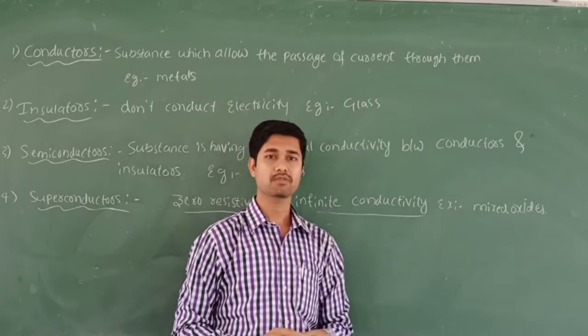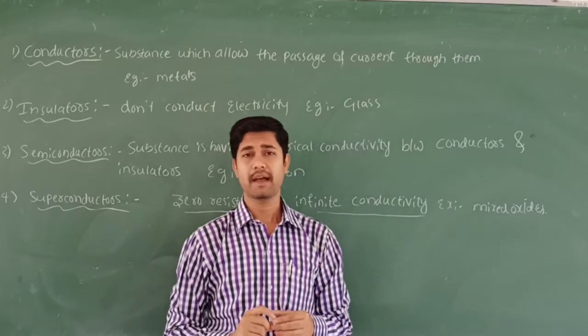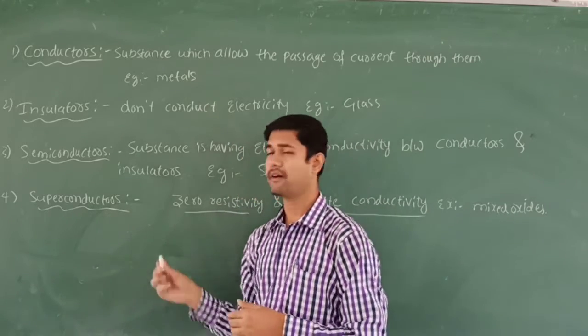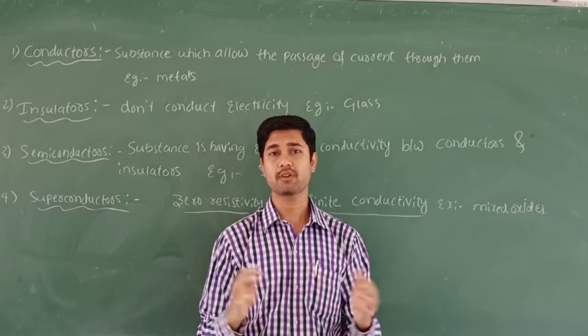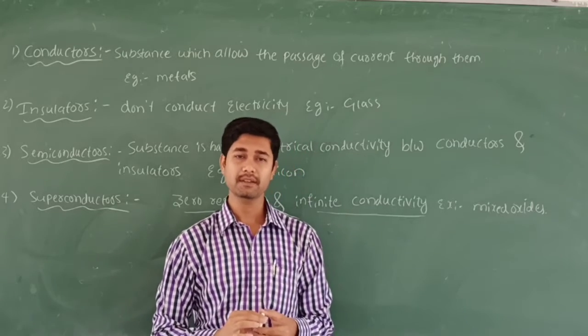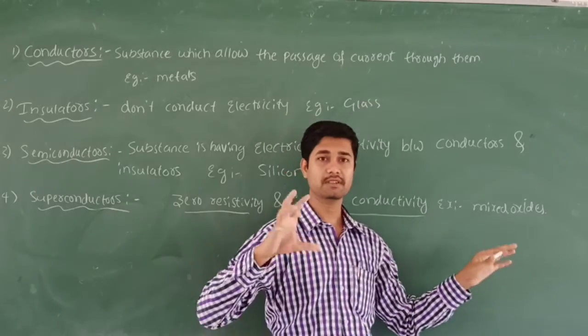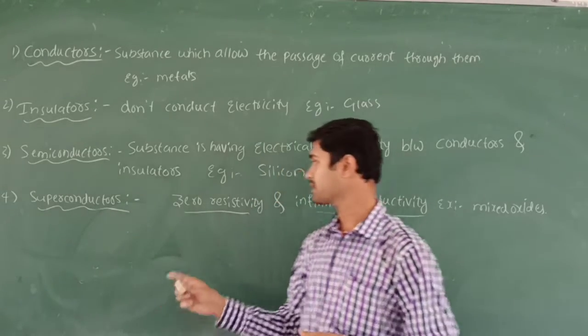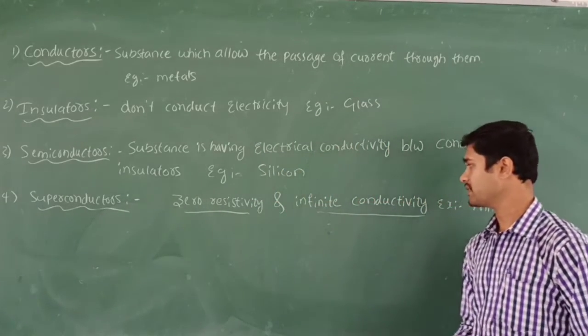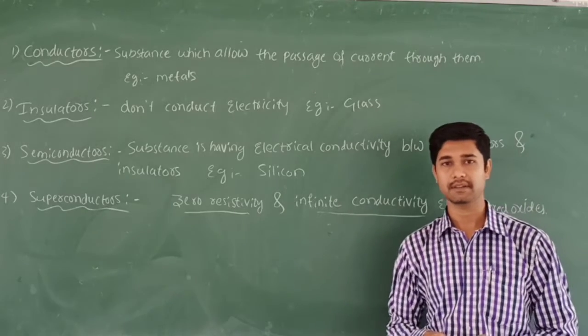Examples: mixed oxides. In earlier days it was believed that superconductors were mixtures of metals, that is alloys, at 15 Kelvin. So they acted like this. But nowadays the mixed oxides are also showing the properties of zero resistivity as well as infinite conductivity.